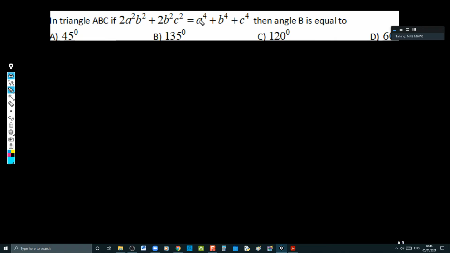What I'm trying to do, because we need angle B here. Angle B, cosine formula, let us write and get the idea first. Cos B formula.